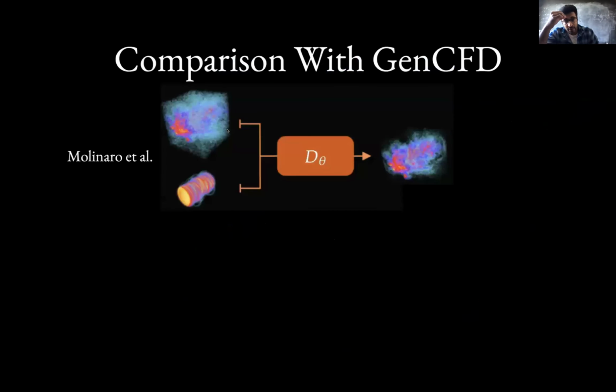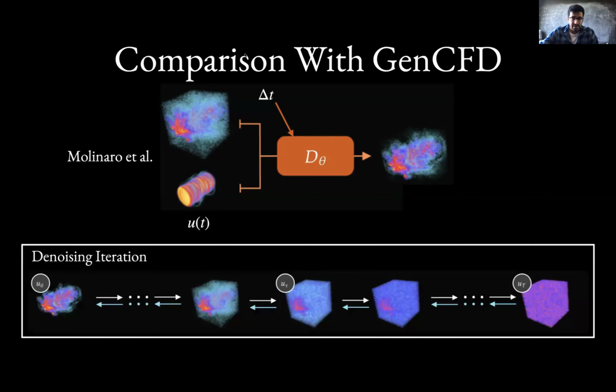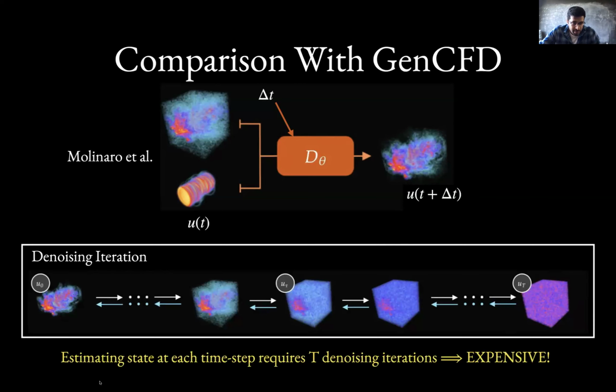Then we also wanted to compare with one of the recent benchmarks called GenCFD, proposed by Molinaro, where a diffusion model is used to directly forecast the future states. Given the state of the system at u_t and a delta t, which is the physical time step ahead you want to predict, GenCFD, which is essentially a diffusion model, iteratively denoises a noised state and tries to estimate the state at t plus delta t. This is what it does. But the problem is that estimating the state at each physical time step requires a capital T number of denoising iterations, and this becomes very expensive, especially when you're dealing with 3D plus time systems.